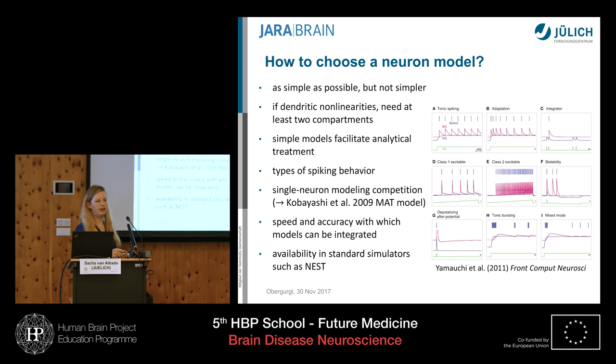Simple models facilitate analytical treatment. So for instance, for the binary neuron model and the leaky integrate and fire model, there's a mean field theory available, and that helps to understand the behavior of such networks in a more systematic way, because they're just much lower dimensional, easier to understand. And then you may want your neurons to display bursting behavior or low threshold spiking, and depending on that, you'd also need to choose an appropriate neuron model.